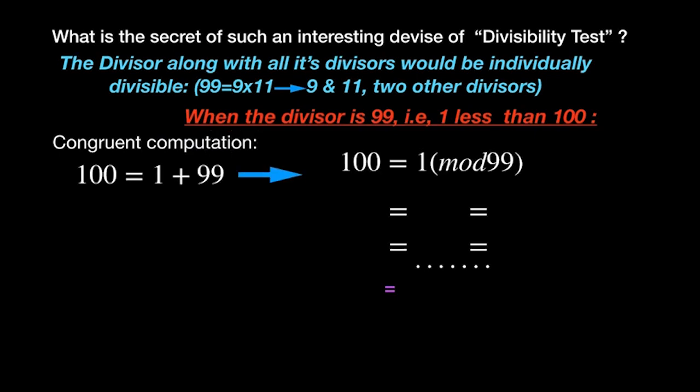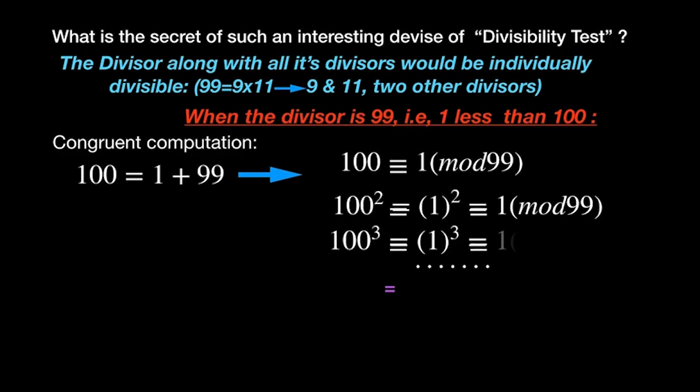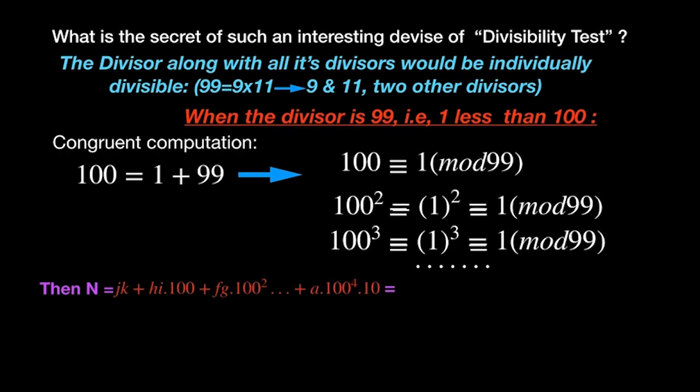100 we can write as 1 plus 99, and therefore 100 is congruent to 1 modulo 99. That is, when 100 is divided by 99, then 1 will be the remainder, and that is why it is written like this: 100 congruent 1 modulo 99. Then 100 square is 1 square, that is 1, and 100 cube is 1 cube, that is 1. So all powers of 100 will always give 1 as the remainder.